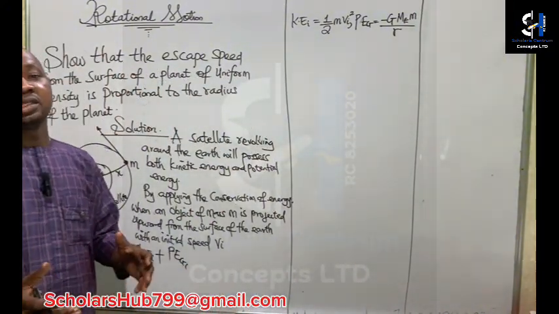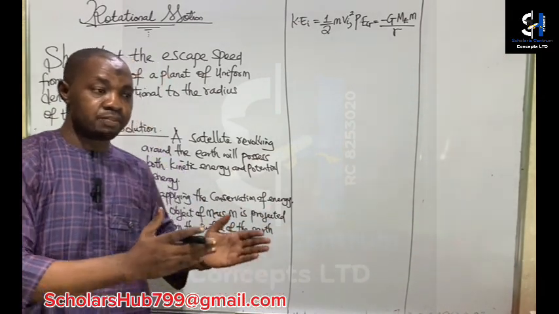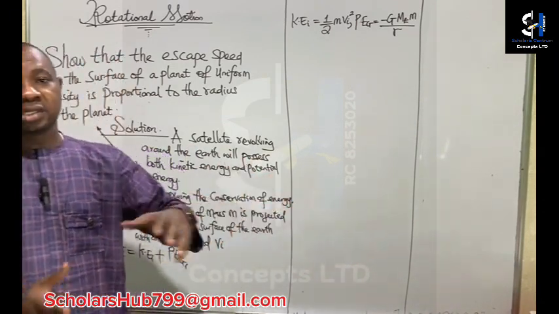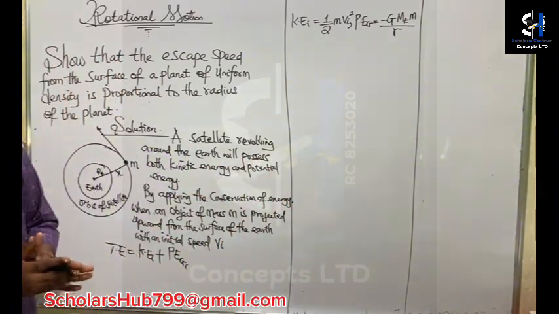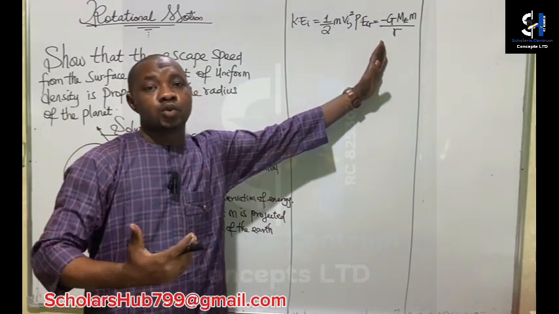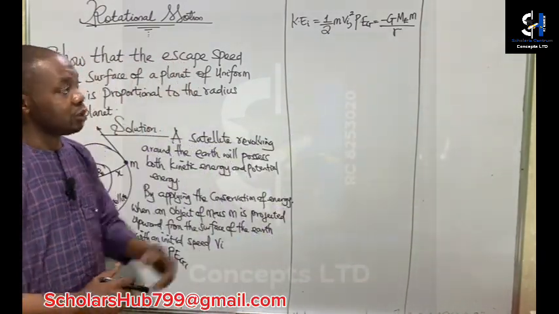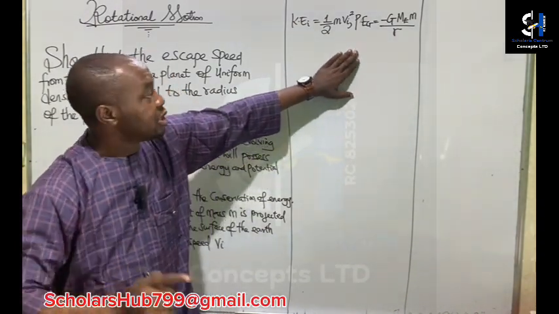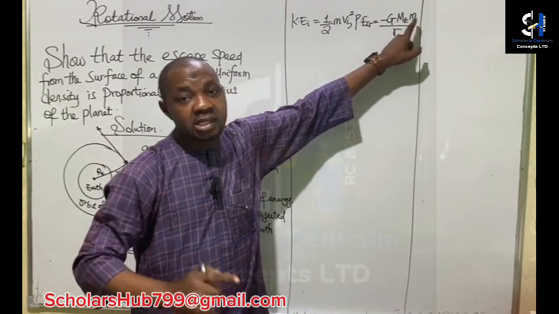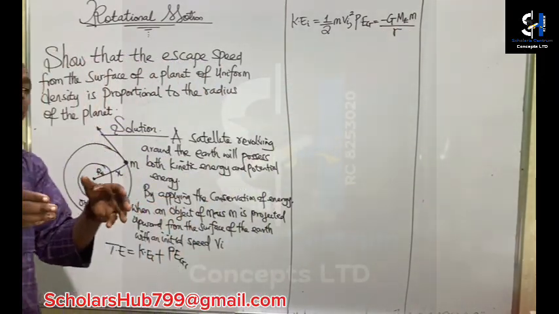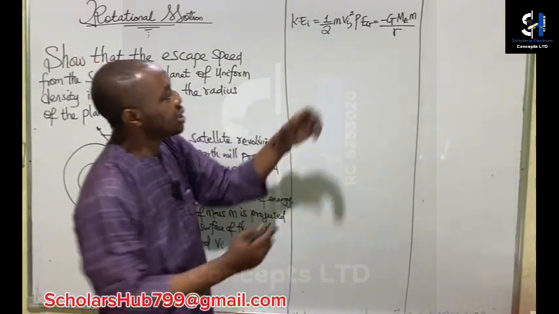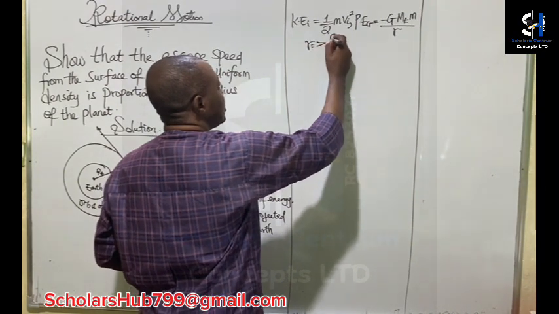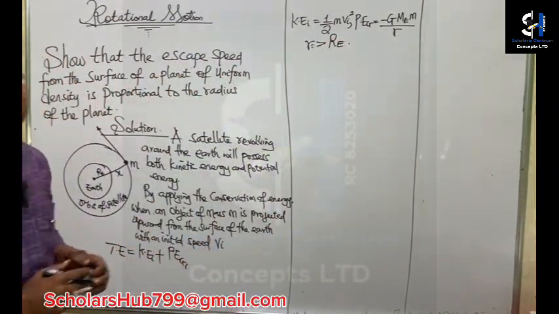Now, gravitational potential energy is the work done in bringing an object of mass m from infinity to a point in the gravitational field of the earth. To derive this formula, we apply the concept of integration to prove it. This is the gravitational potential energy associated with a body of mass m at a distance r from the center of the earth, and in this case, this radius will be greater than the radius of the earth.